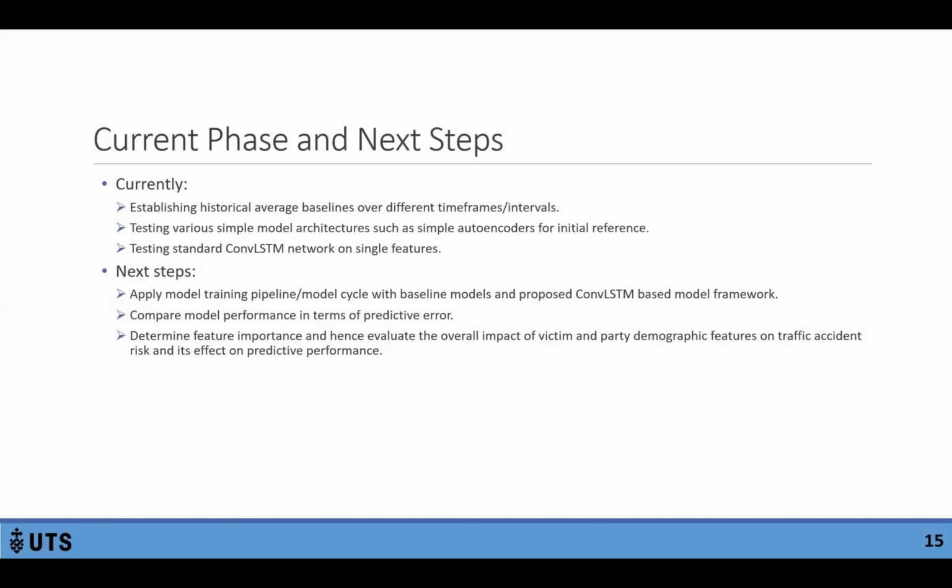The next steps will involve applying the model training pipeline, or in other words, the model cycle with baseline models, and the proposed conv-LSTM-based model framework, comparing model performance in terms of predictive error over various timeframes, and determining feature importance, which will lead to evaluating the overall impact that victim and party demographic features have on traffic accident risk and its effect on the overall predictive performance.